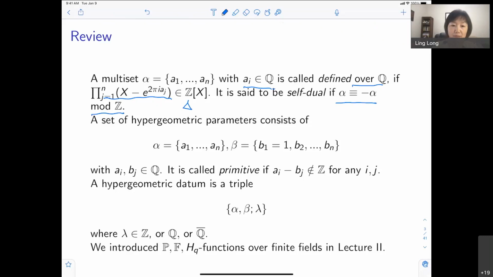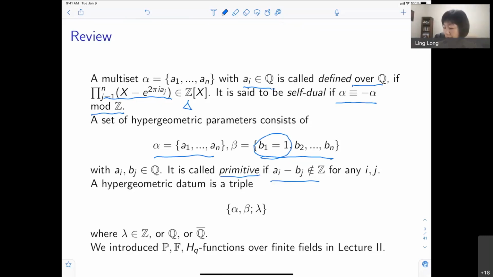And a set of hypergeometric parameters consists of two multisets, alpha and beta. And because of the geometric origin, we kind of set b_1 to 1, or we can do the renormalization if necessary. And this couple is said to be primitive if the difference of any a_i, b_j are not integers.